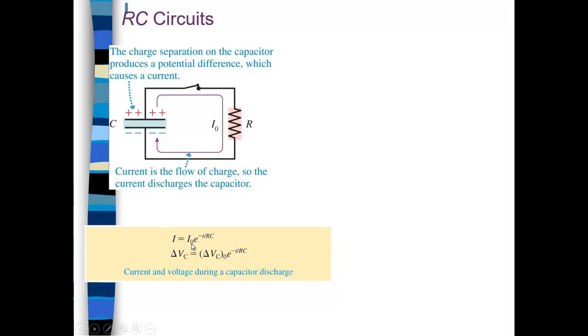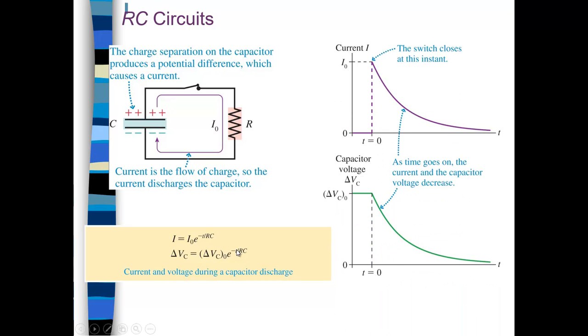So your current at any time t is just e, that's the exponential function, to the negative t divided by the resistance and the capacitance multiplied together, times the initial current. Your voltage across the capacitor is equal to the voltage initially times e to the power negative time divided by resistance times capacitance. Okay, so when you do this, you see that your current at time 0 starts at the highest level possible. You're just following Ohm's law.